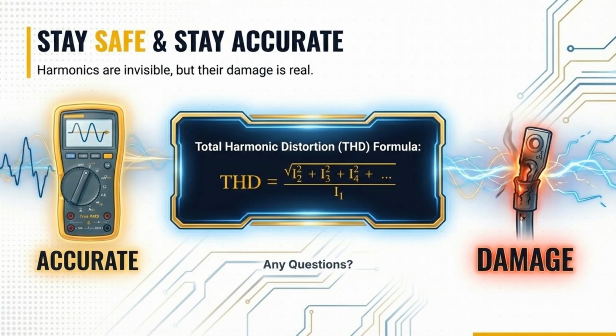Harmonics are invisible, but their damage is real. Stay safe and stay accurate by using true RMS measurement and understanding how to calculate total harmonic distortion.